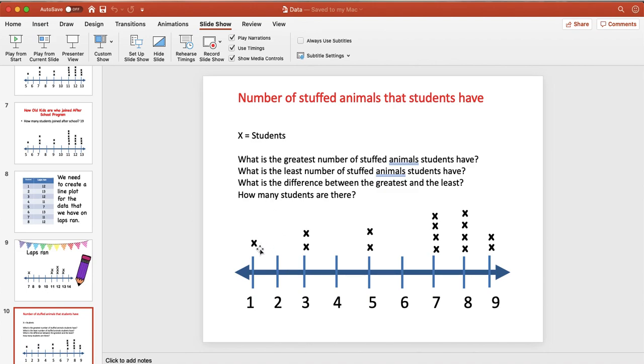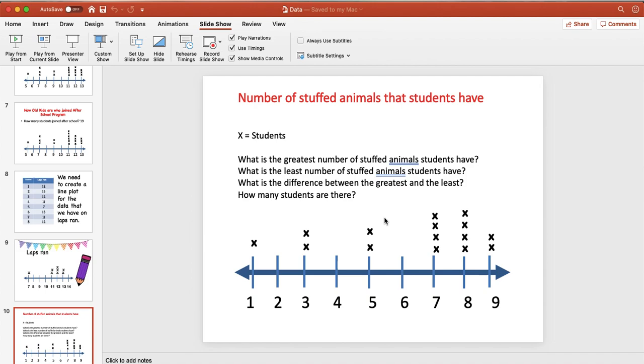So 1 student has 1 stuffed animal, 0 students have 2 stuffed animals, 2 students have 3 stuffed animals, 0 students have 4 stuffed animals, 2 students have 5 stuffed animals, 0 students have 6 stuffed animals, 4 students have 7 stuffed animals, 4 students again have 8 stuffed animals, and 2 students have 9 stuffed animals. So we have some questions that we have to answer related to this line plot.